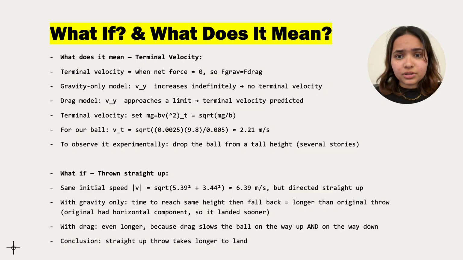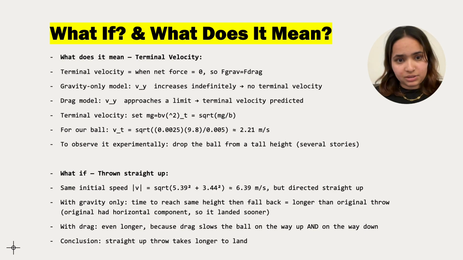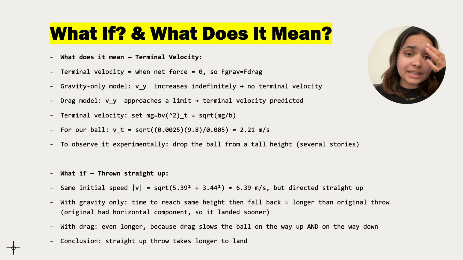To actually observe this, we would need to drop the ball from a much greater height, several stories above, so that we can actually reach that limiting speed. And now to the second question: what if we threw the ball straight upwards with the same initial speed of, I think I had 6.4 meters per second? How long would it take to reach the ground compared to our original throw?